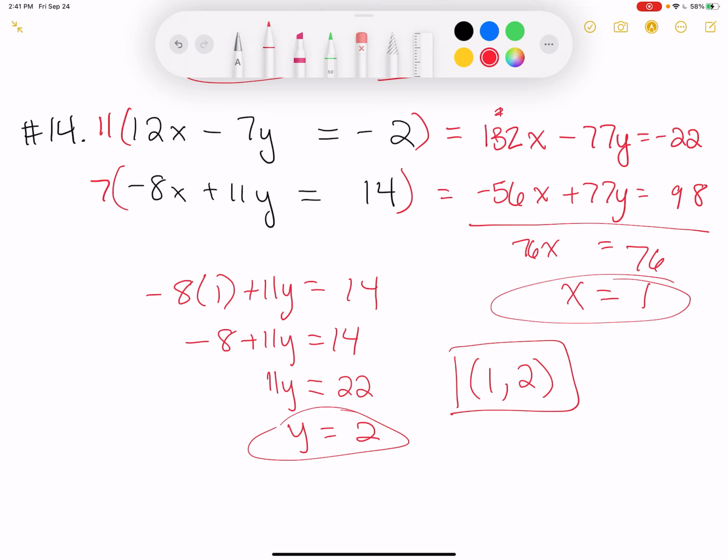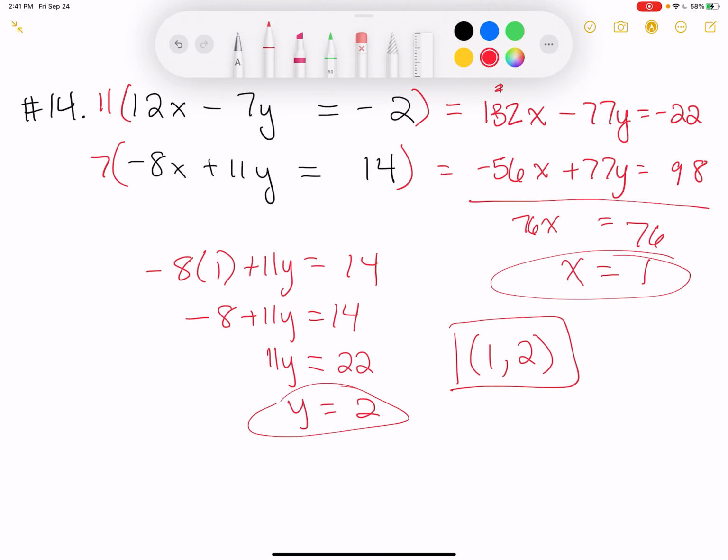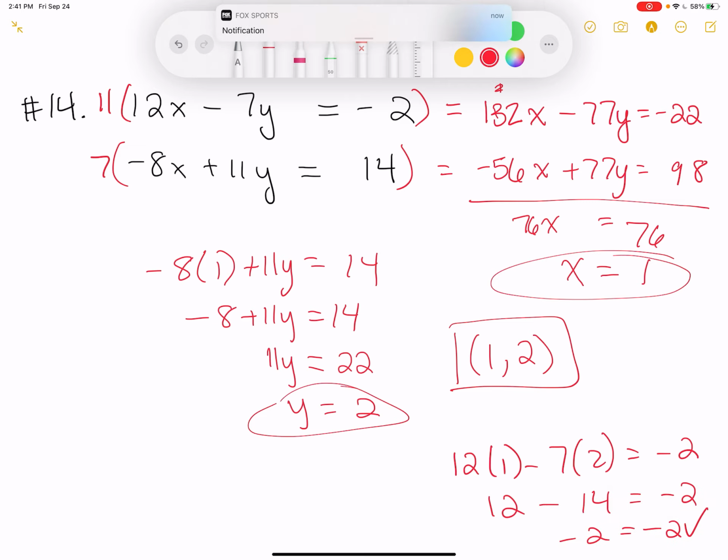Okay, and remember, you can always go back and check your answer by plugging this into one of the equations. Like 12 times 1 minus 7 times 2 equals negative 2. 12 minus 14 equals negative 2. Negative 2 equals negative 2. That would be a way for you to check and verify that you got the answer right. I'm not necessarily requiring you to do that on these ones, but I highly recommend it because you know right away if you got the answer right or wrong, and you can go back and try to fix it. Which will help a lot of you on the test and quiz.